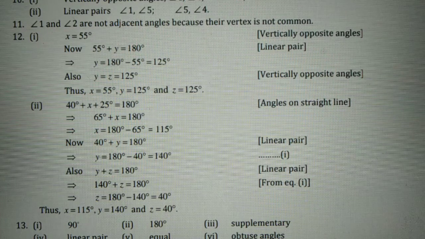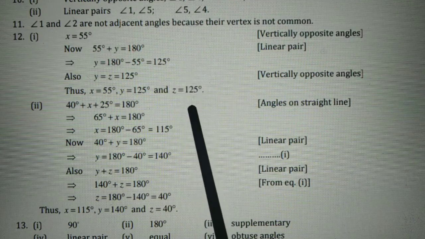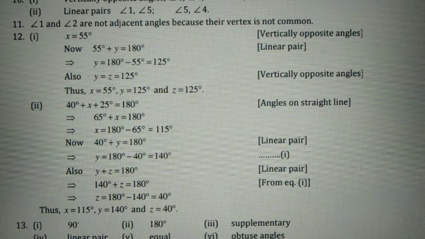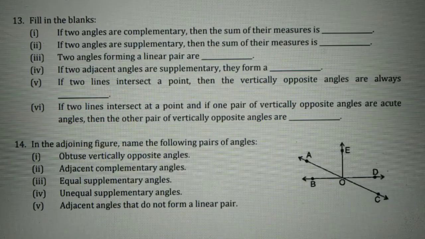Now next for the y, as I told you, y plus 40 is equal to 180 degree. That is the linear pair. So the value of y is equal to 140 degree. Now again y and z make a linear pair. So if y and z are a linear pair, then at the place of y you just write 140 and z is equal to 180 degree. So the value of x is equal to 115, value of y is equal to 140, and the value of z is equal to 40 degree. So in this way we can find out the value of different angles when two lines intersect with each other.